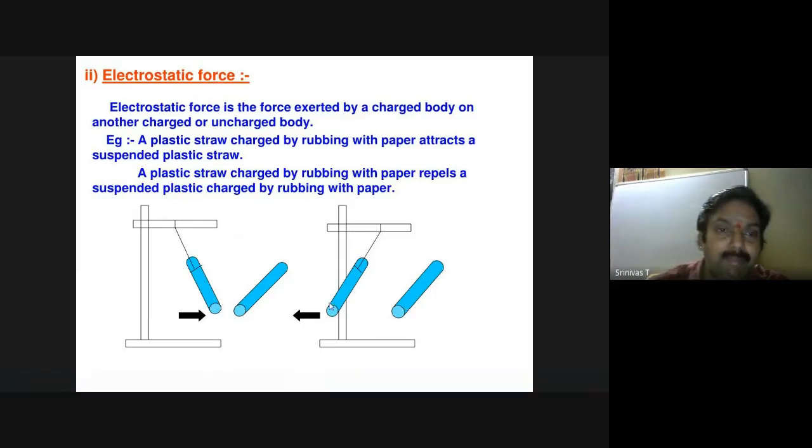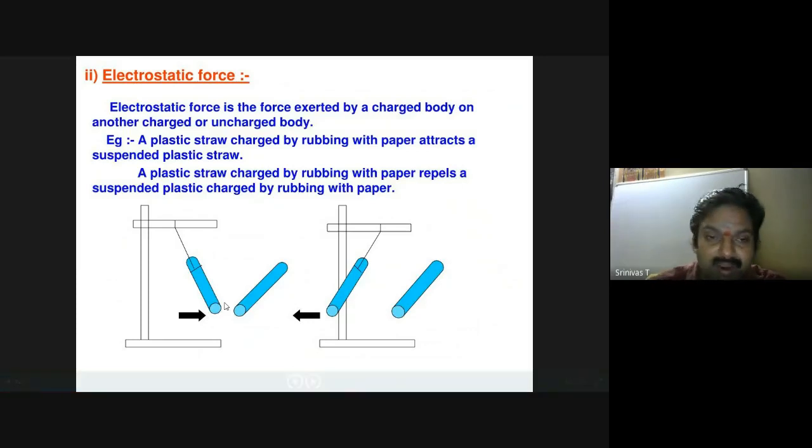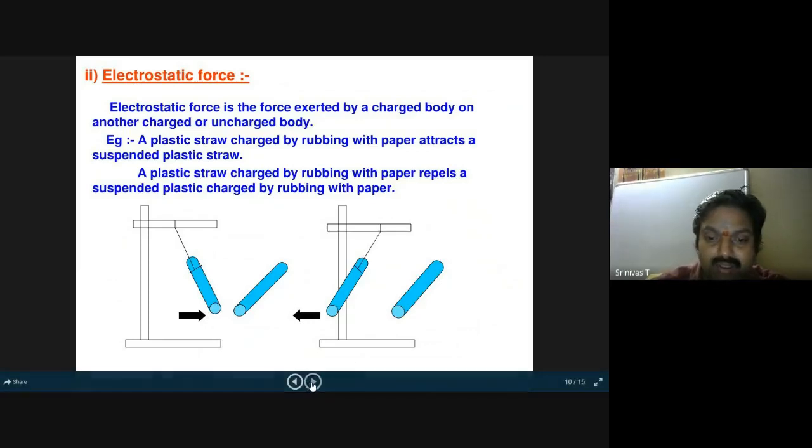In the first case, one is a plastic straw charged by rubbing with paper, and the other we have taken as a plastic straw without rubbing. So there exists a force of attraction. When both are the same, they will be repelled. That is how repulsion is shown here.